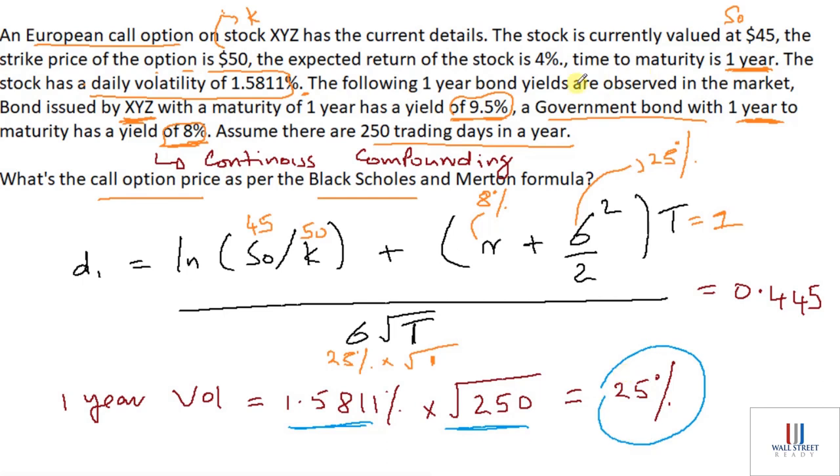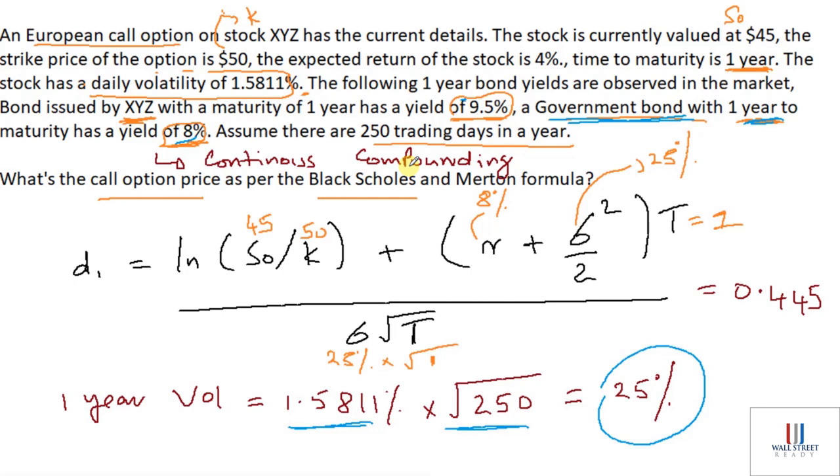And then the risk-free rate of return was not given directly. So what we did was we used the yield of the government bond. Remember, government bonds are always risk-free in that particular country. So we can use a government bond of 8%, and of course here we are assuming it's continuous compounding. If it's annual compounding, then we'll have to convert the annual compounding into a continuous compounding rate. So here we are assuming it's continuous compounding. We didn't use the yield on the corporate bond because that's not a risk-free rate.